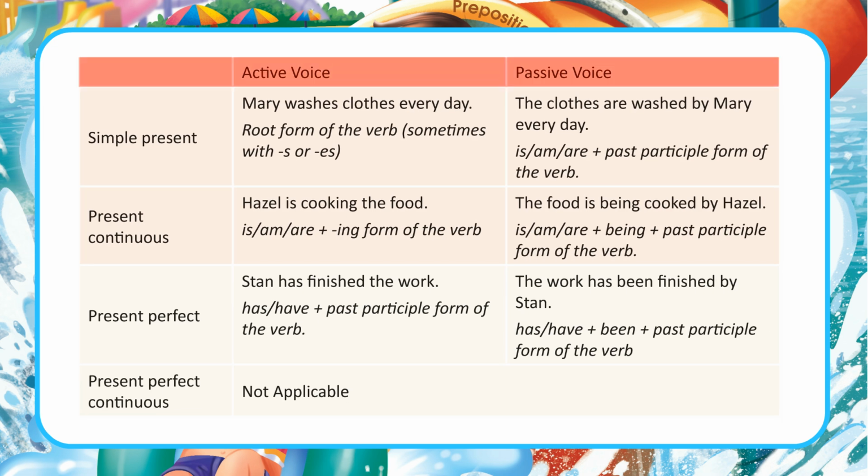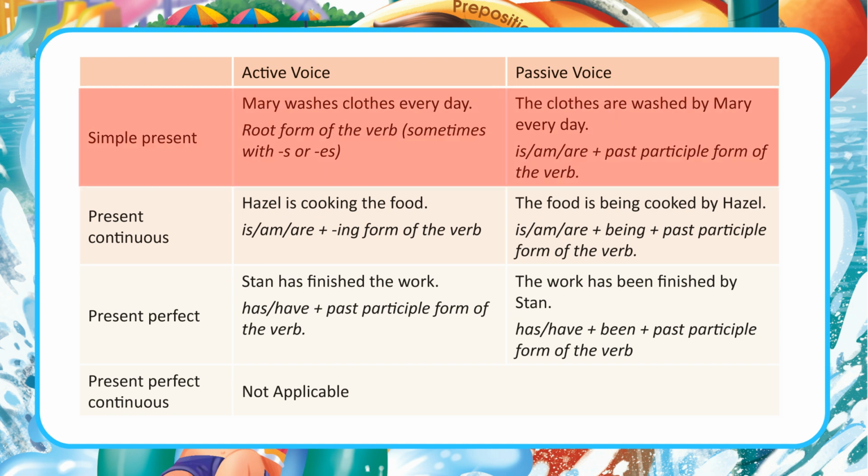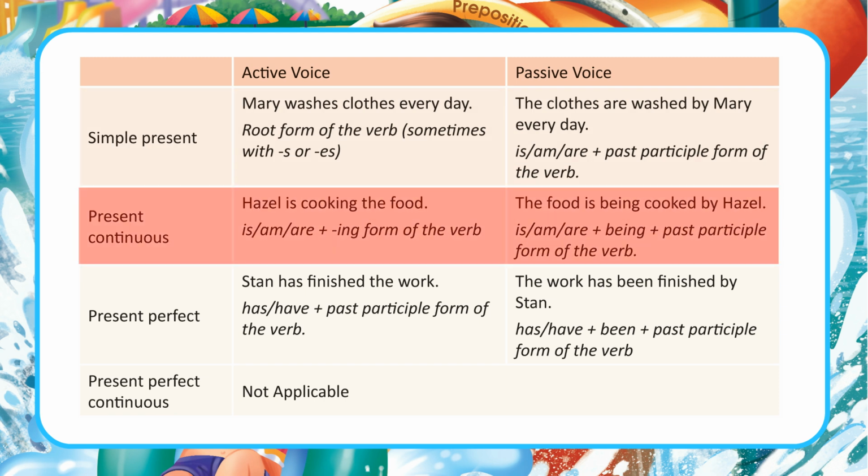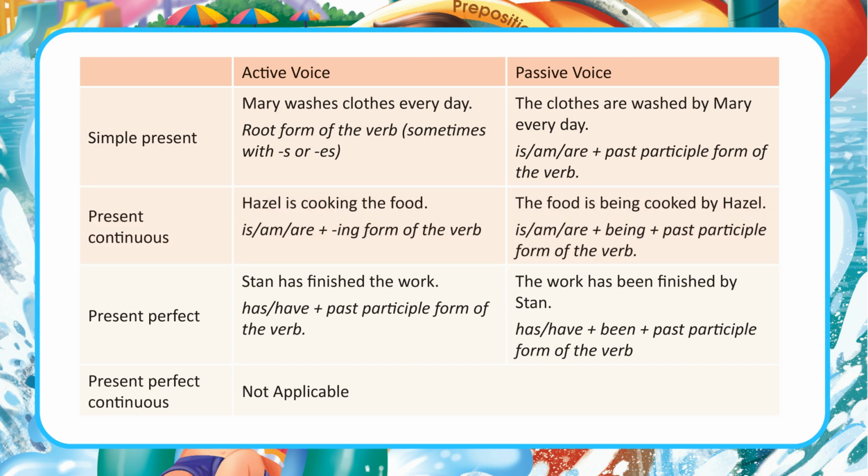Active voice, passive voice. Simple present. Mary washes clothes every day. Root form of the verb, sometimes with s or es. The clothes are washed by Mary every day. Is/am/are plus past participle form of the verb. Present continuous. Hazel is cooking the food. Is/am/are plus ing form of the verb. The food is being cooked by Hazel. Is/am/are plus being plus past participle form of the verb.